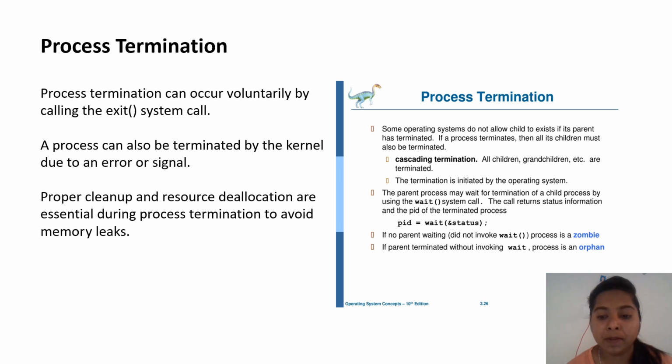The parent process may wait for termination of a child process by using the wait system call. The call returns status information and the PID of the terminated process. If no parent is waiting and did not invoke wait, the process is a zombie. Proper cleanup and resource deallocation are essential during process termination to avoid memory leaks. A process can also be terminated by the kernel due to an error or signal.